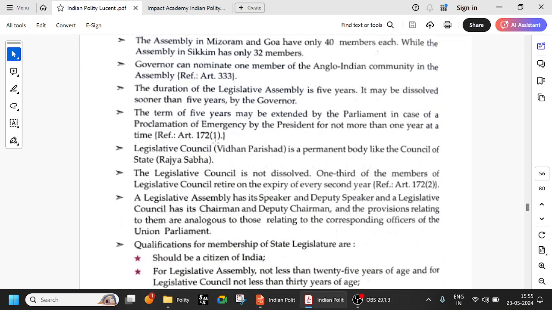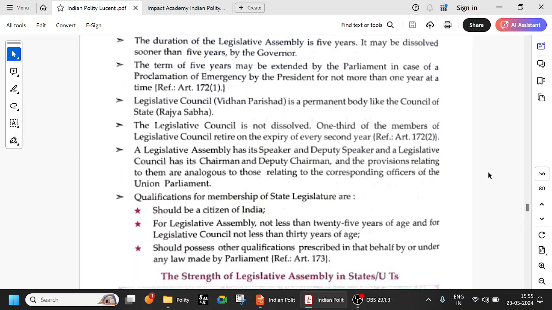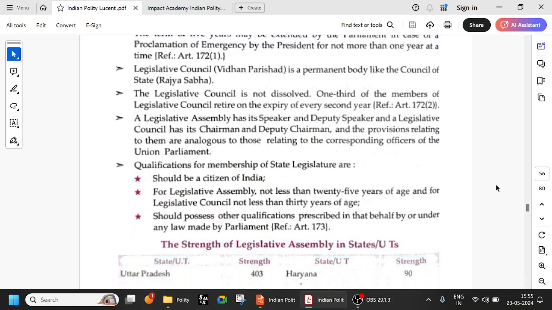The Legislative Council is called the Vidhan Parishad. It's a permanent body like the Council of States, that is the Rajya Sabha. It cannot be dissolved. The term is 6 years, and one third of the members retire on expiry of every second year. A legislative assembly has its speaker and deputy speaker, and a legislative council has a chairman and deputy chairman. The provisions relating to them are analogous to those relating to the corresponding officers of the Union Parliament. So we have seen, just like Parliament, the state legislature also has a similar setup.